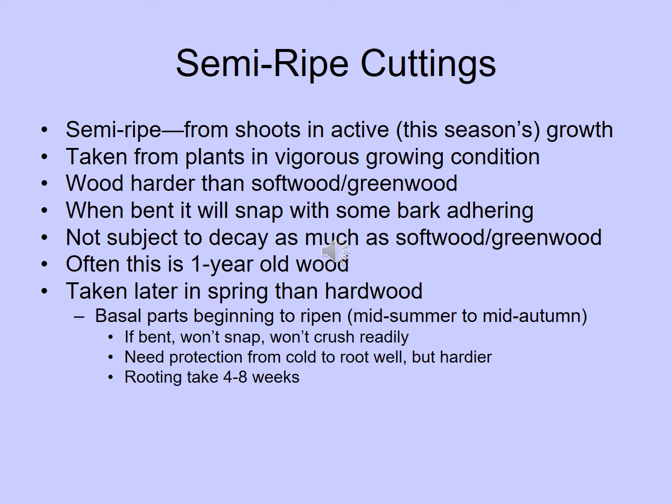Often the semi-ripe wood is 1 year old wood, not the very newest growth, but from last year. A good time to take the cuttings is later in the spring than you would the hardwood. Basal parts beginning to ripen. Again, this is a repeat, but if it's bent, it won't snap. You can crush it easily. And they need protection from cold to root well, but they're hardier, and rooting takes longer, 4 to 8 weeks, than if you're using greenwood.